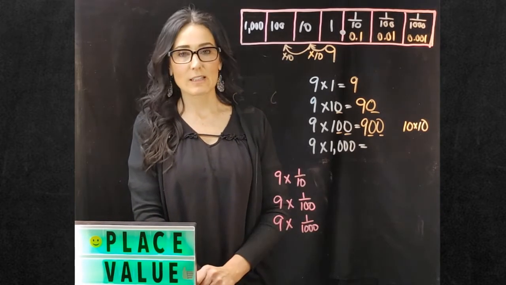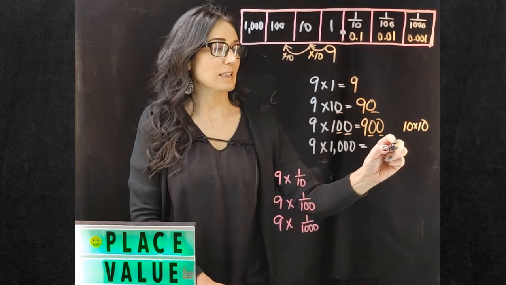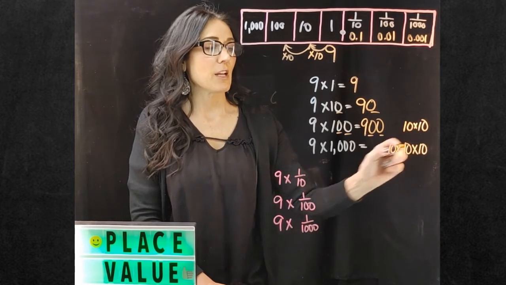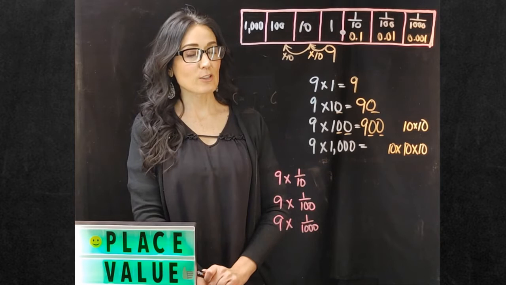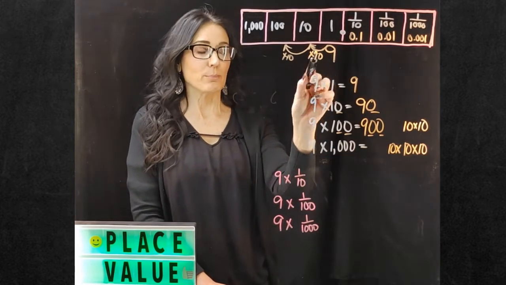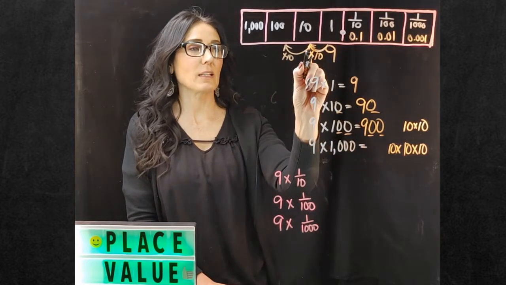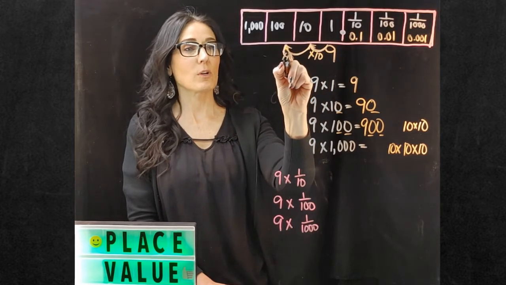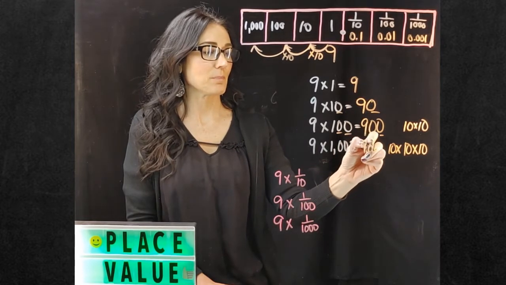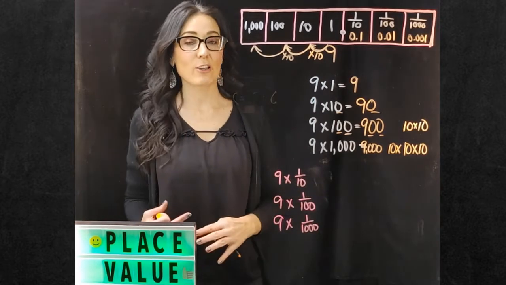So now let's take a look at the next one. We have 1,000. Now another way of writing 1,000 is 10 times 10 times 10. So that's another way of writing 1,000. We're going to use that up here because we have 9 times 1,000. So we say 9 times 10 is 90, times 10 more is 900, times 10 more would be 9,000. Okay? So when you multiply by larger numbers, you're going to get larger numbers.